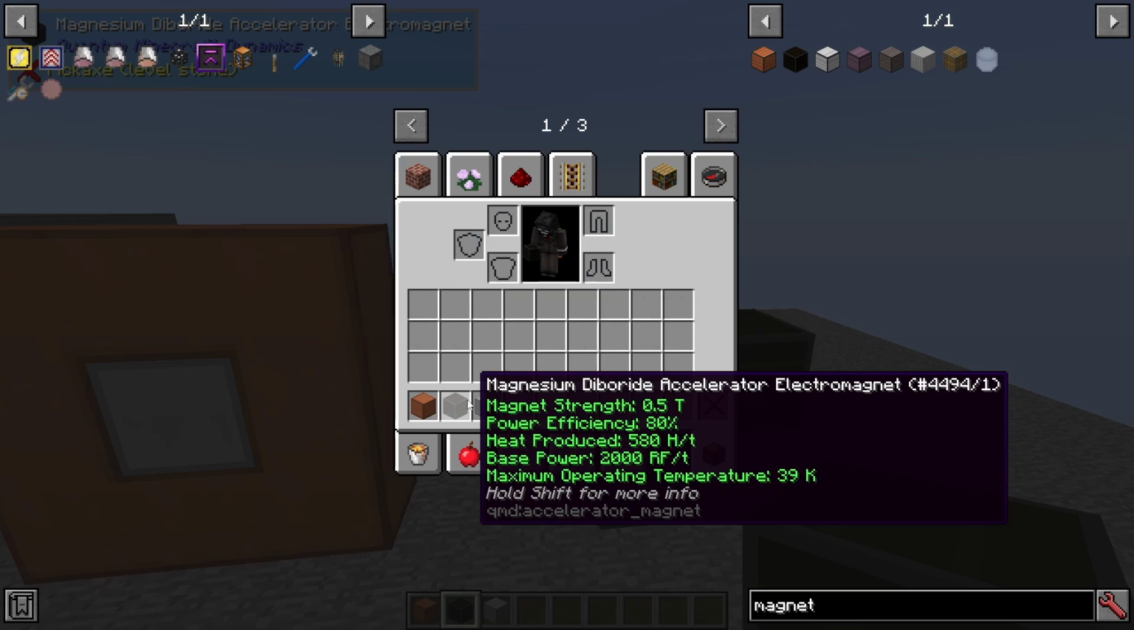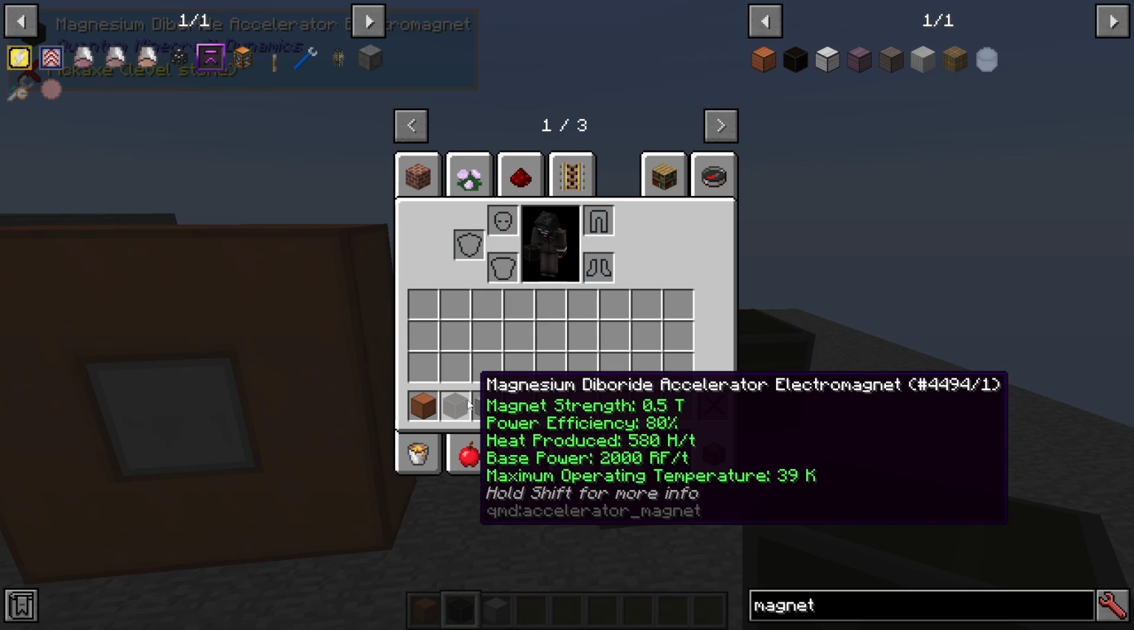Then we've got the heat production. This is how much heat the component produces, and you can dissipate it with coolers. And finally, we've got the maximum operating temperature. The accelerator temperature must not exceed this, or the accelerator will blow up. The explosion is about TNT strength, so it's kind of weak, but it's annoying to fix.